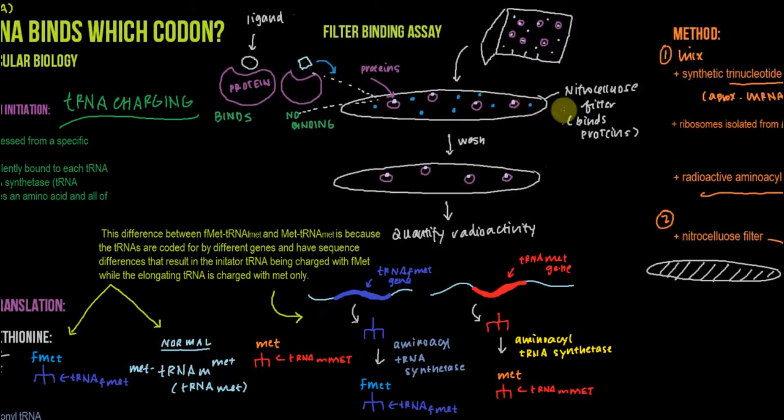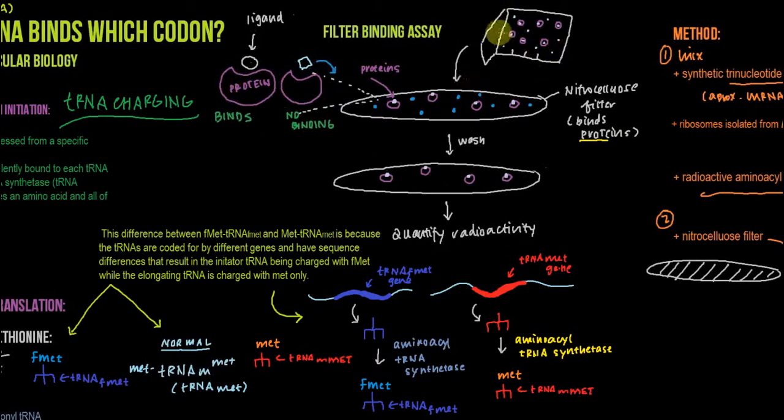Filter binding assays utilize a nitrocellulose filter, which is a special filter that binds proteins. You create a mixture where you have a protein, and then you have a ligand for that protein, something that binds to that protein. Generally there's also other stuff around there as well. What they really want to know is what binds to the protein. It's all about what's binding to the protein.